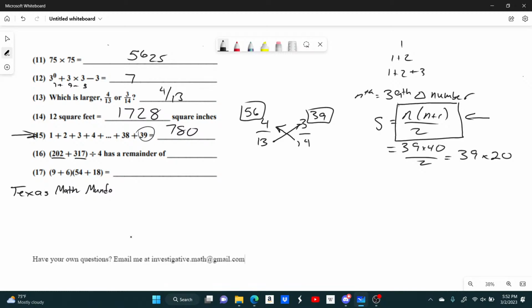Well, if you don't know this trick, you can actually just look at the last 2 digits and see what the remainder is when that's divided by 4. Right, so I'm looking at 02. What's the remainder when 2 is divided by 4? Well, that's just 2. And then for 317, I'm only going to look at the 17. What's the remainder when 17 is divided by 4? Well, 16 is divisible, so I'm just going to use 1. So adding these together, you get 3.